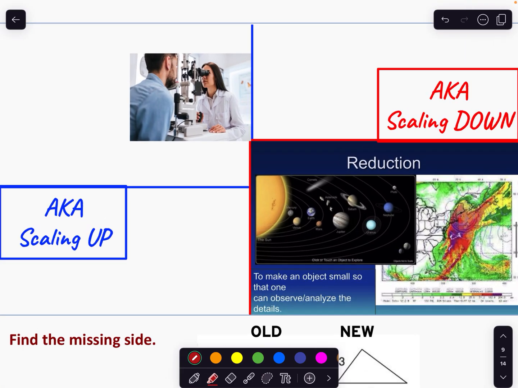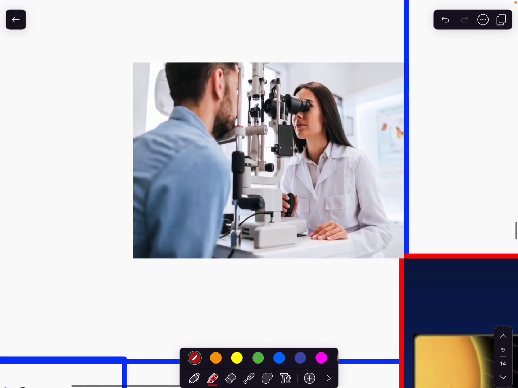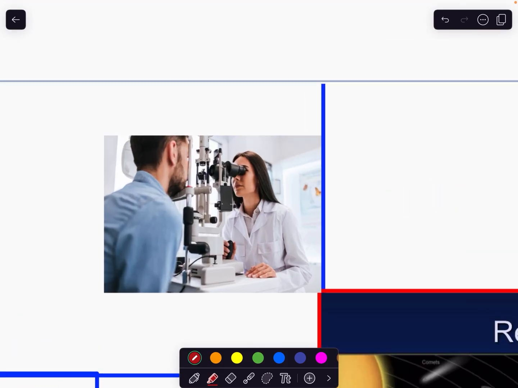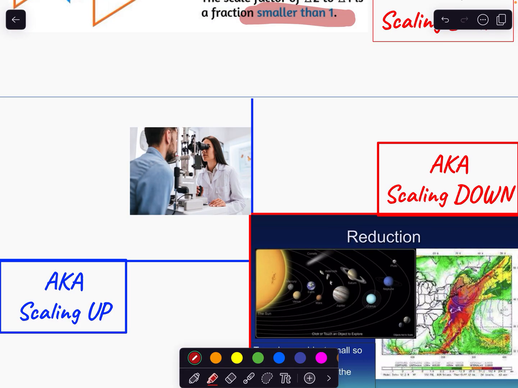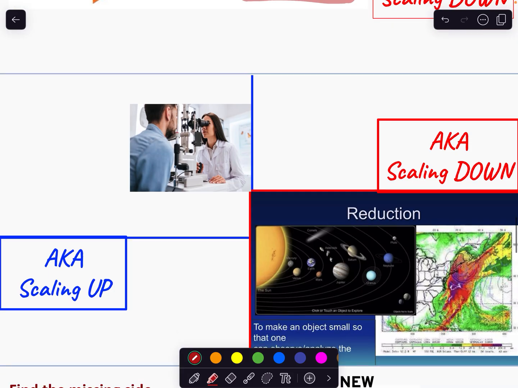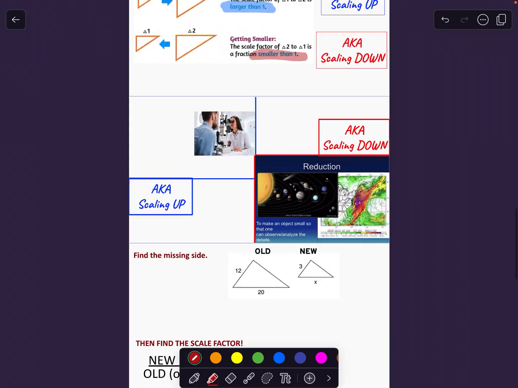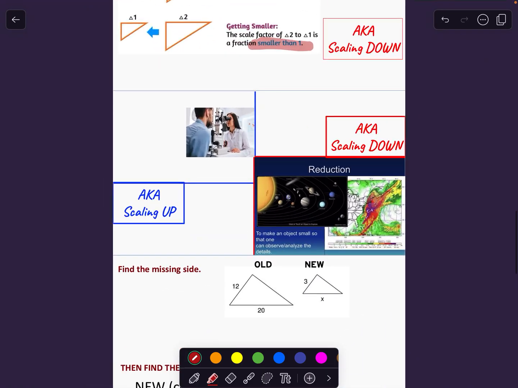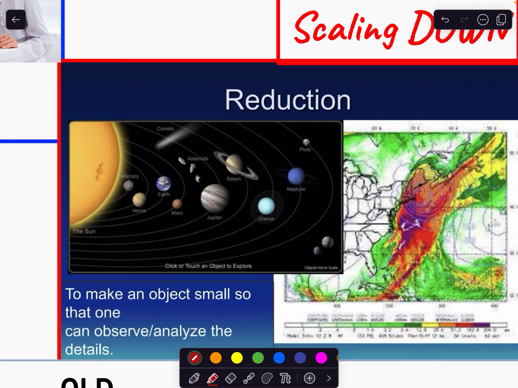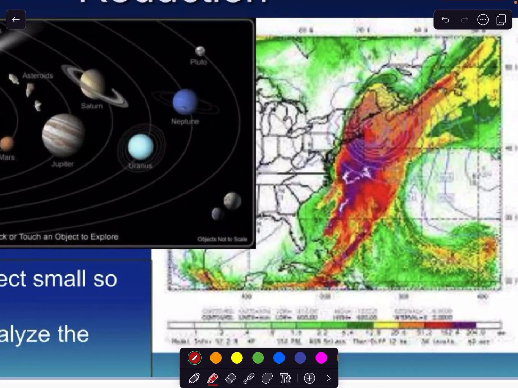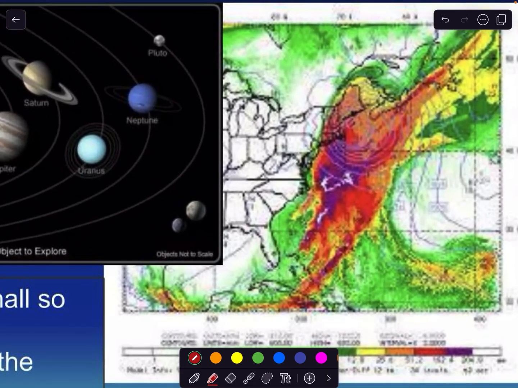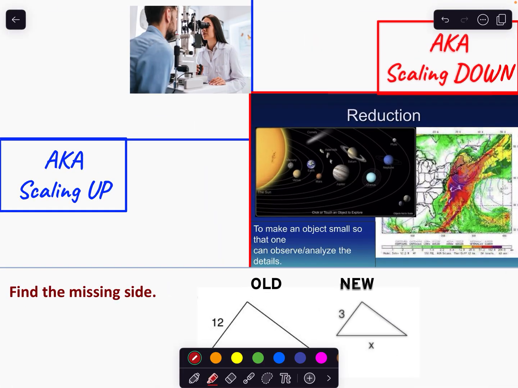So scaling up is like using a microscope, or here it's an optometrist looking at people's eyes, anything that they're enlarging to see a bigger version of. That would be scaling up. When you're scaling things down, sometimes we call that a reduction. That would be like the solar system. It was reduced so we can study it here on this chart, or like the weather radar. The weather in the States isn't actually this big. We shrink it down so we can see it.